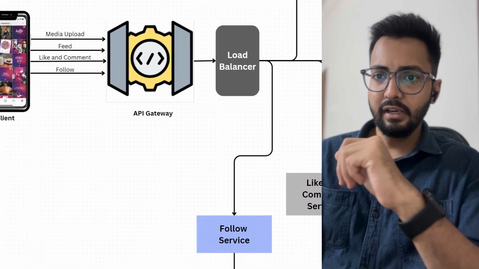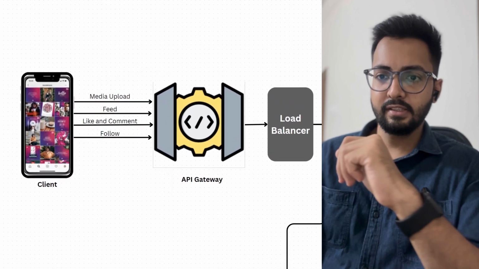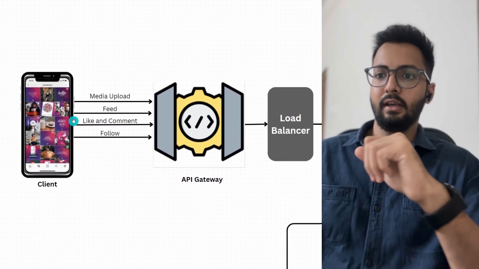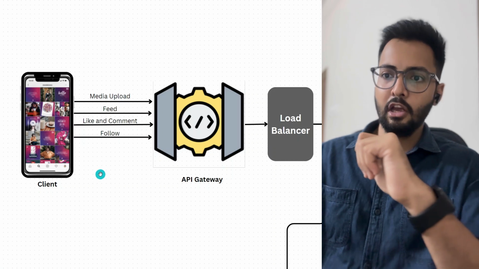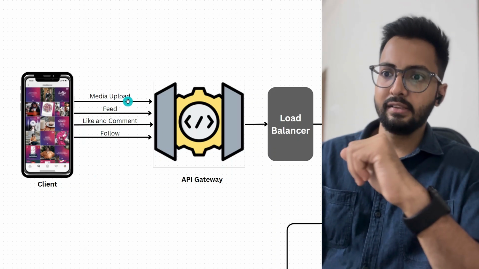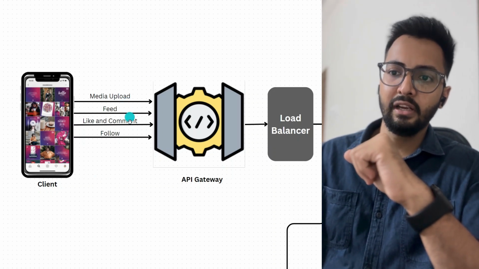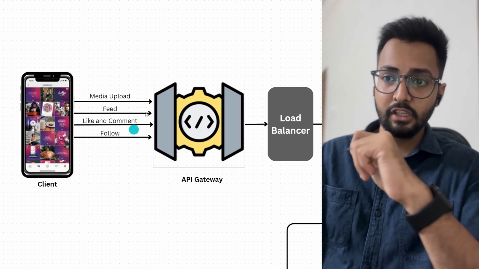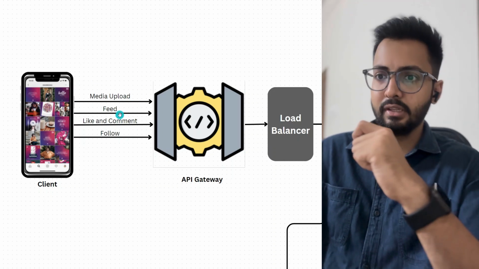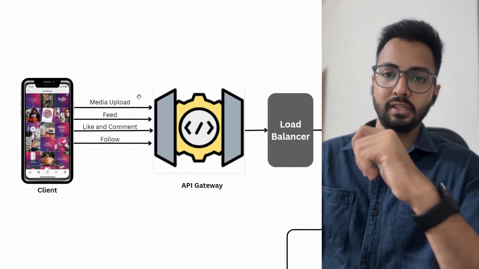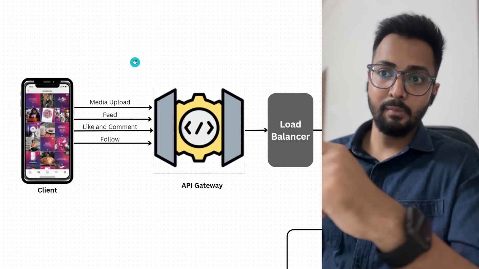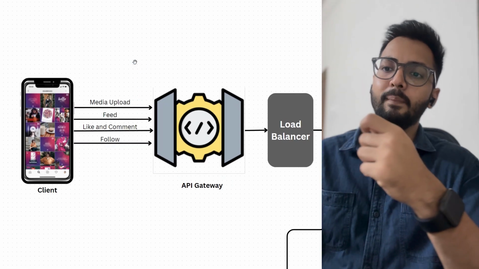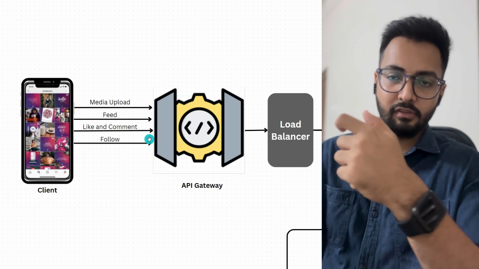So for high level design, let's say it starts from client. A client calls an API for the functions, let's say media upload, feed, like and comment, follow. Each of these 4 functions, which are our requirements, would be having different services. It is possible that they may have the same service, but here we have different services.